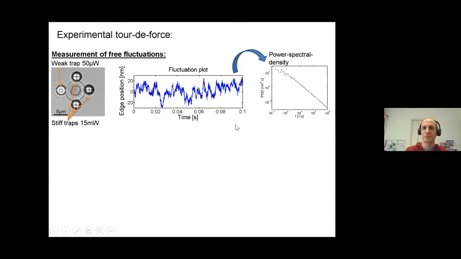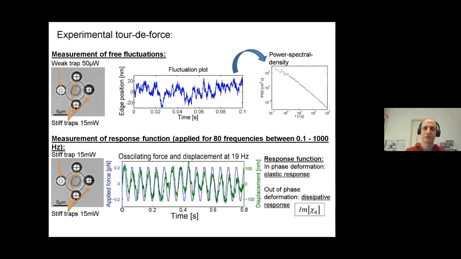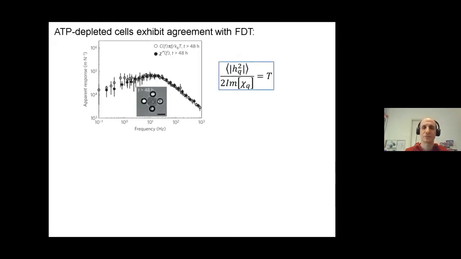You remember that gives us the power spectrum of the natural fluctuations. And now if you make that last trap also stiff, you can use it to apply an external force, and now you can actually measure the response to that external force. So you can do on the same cell a measurement of the fluctuations and a measurement of the response function. As you remember, we need the fluctuations and the imaginary part of the response function, which is the out of phase part, in order to plug into the fluctuation dissipation relation. And indeed, that's what he has done.